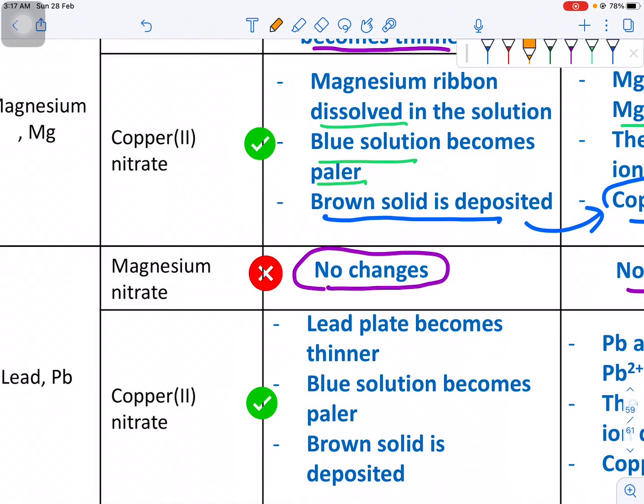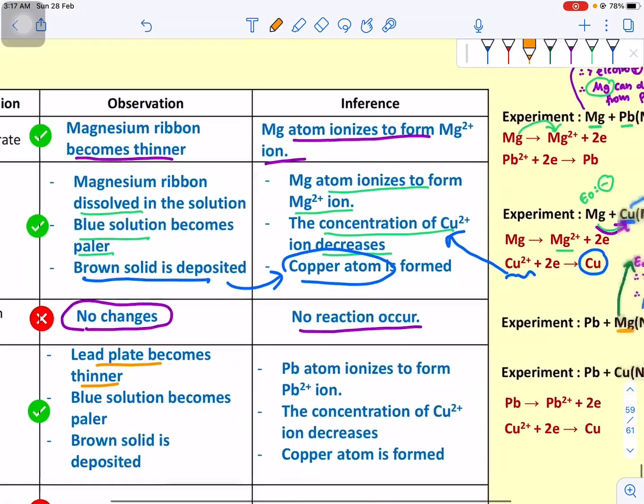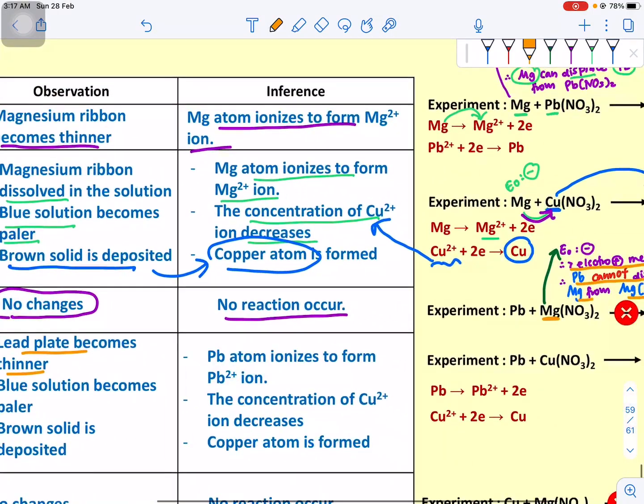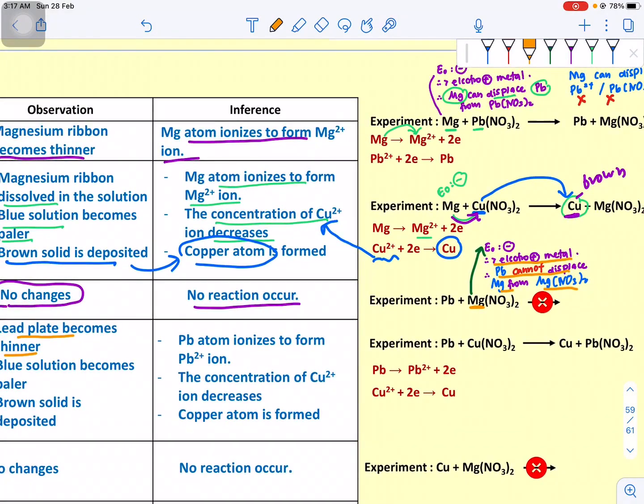Bila dia berlaku, maka lead masuk dalam solution. So lead plate become thinner. Why become thinner? Because kali ni lead atom ionized to form lead ion. Okay, this is the concept. Okay, Pb and Cu. Pb punya E naught lagi, E naught Pb adalah more negative value.